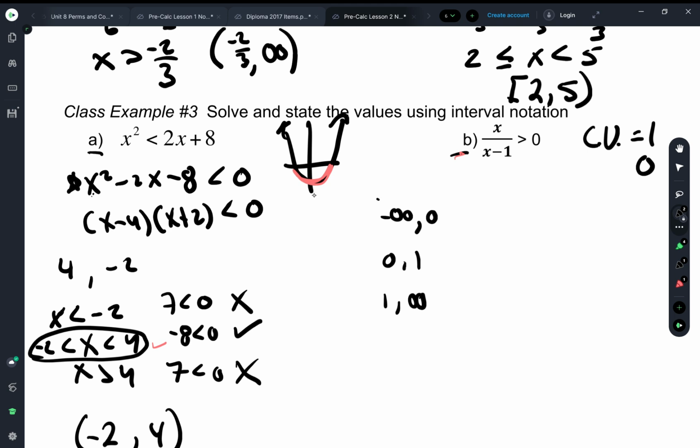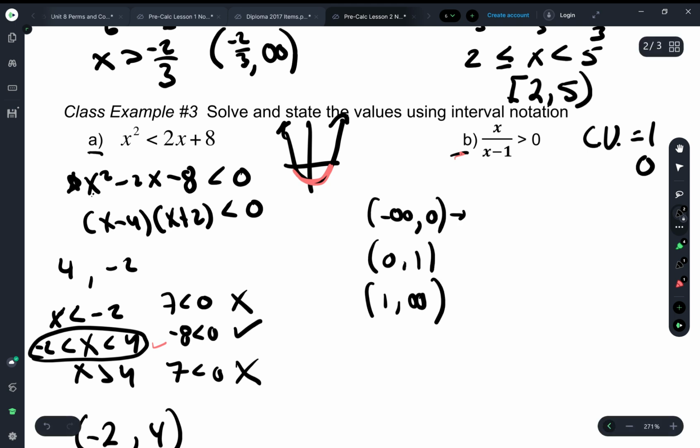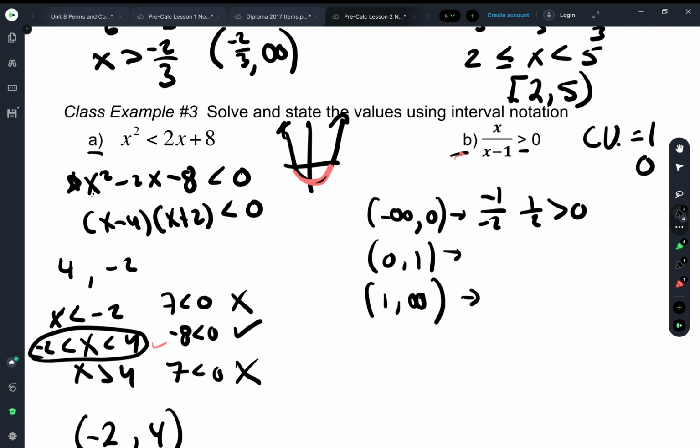Okay, these will all just be rounded brackets because it's not equal to in the problem. So we're going to test these sections to see which ones are true. So what's something between 0 and negative infinity? Negative 1. Try something simple, right? So negative 1 would be negative 1 over negative 2. That's 1/2. Is 1/2 greater than 0? Yes. That's a good section.